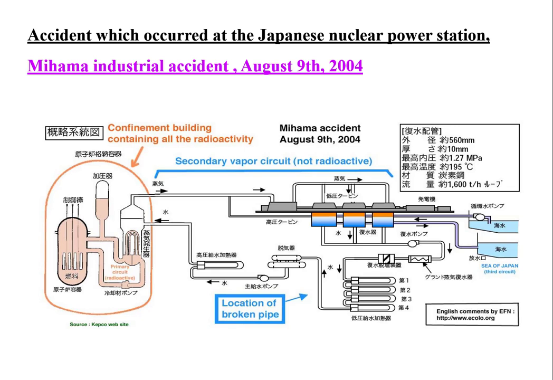Actually, this pipeline was subjected to very severe thinning. The pipeline started at almost 5 millimeter thick, and when the failure occurred, they measured the thickness. It was almost 1.5 millimeter. And when they did the investigation of this accident, they realized that during these 23 years, none of the detection or inspection techniques reported any thinning in that pipe.